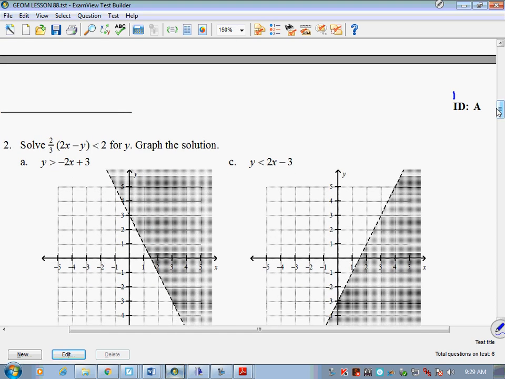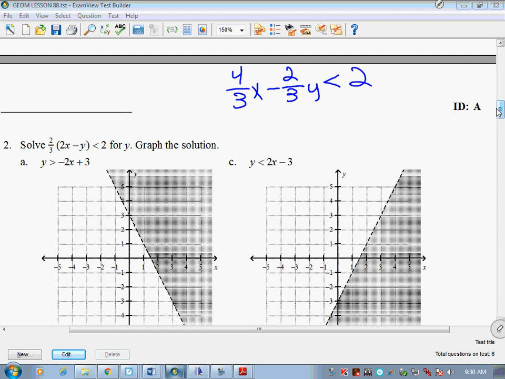So what's the first thing I should have? 2/3 times 2 is going to be what? 4 what? What's 2 times 2? And 4 divided by 3 is 4/3, correct? So what I'm going to write is 4/3 x. Then what? Minus 2/3 y. Very good. Is less than 2. Okay?